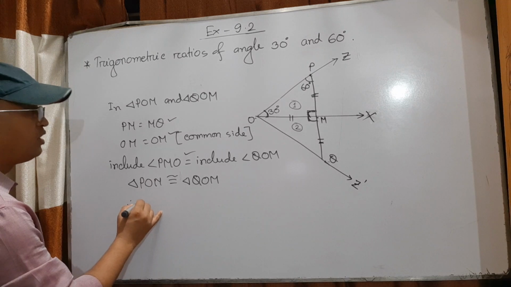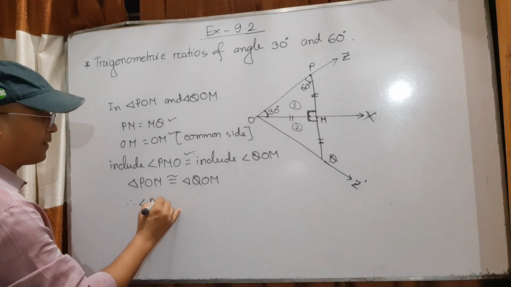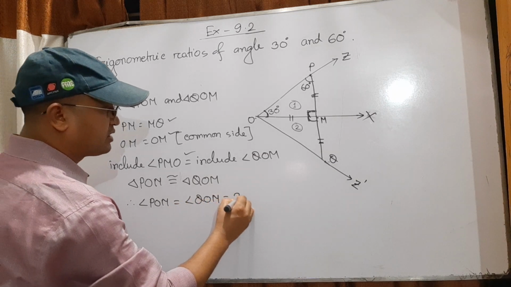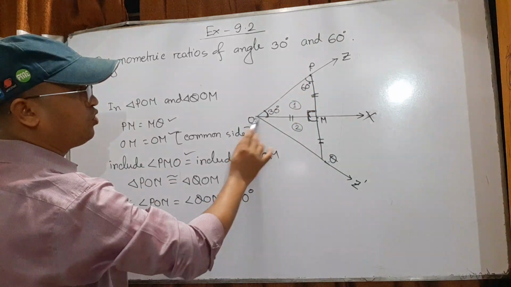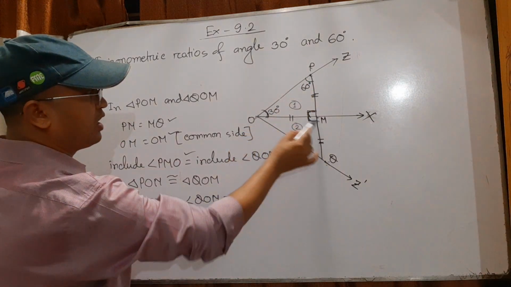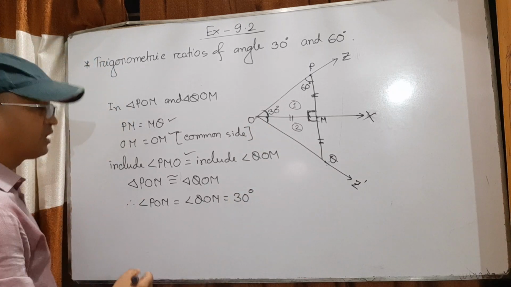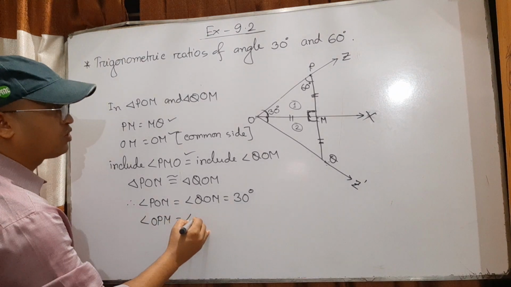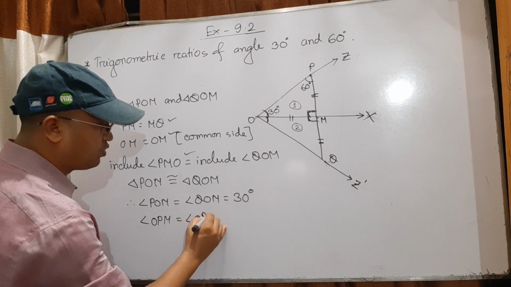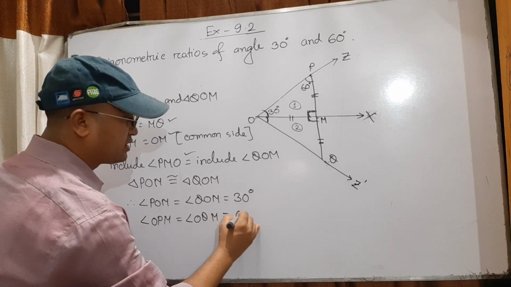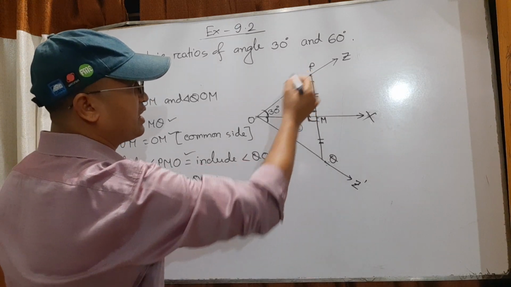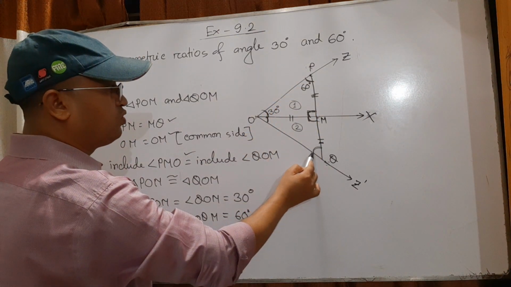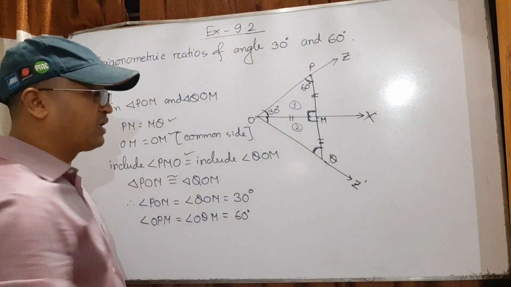That is, angle POM equals angle QOM, that is 30 degree. Angle OPM equals angle OQM, that is 60 degree. Look, I have told you this is 60 degree. OPM will be equal to OQM, this is also 60 degree.